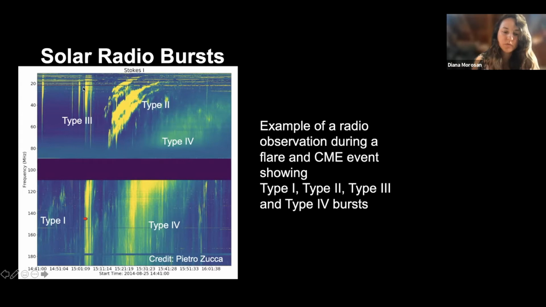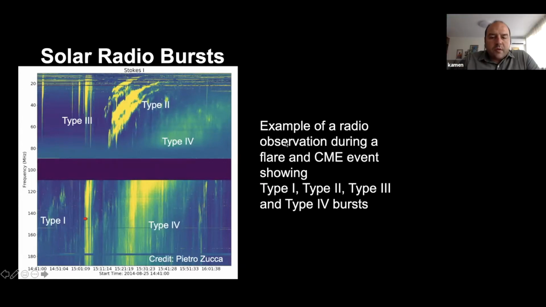So this is what you usually see in the case of an eruption. But it's not always the case. You can have only some type 3s, only a type 2, only a type 4, or some combination of these. And such an event is probably more typical of bigger eruptions, so larger flares or faster CMEs.